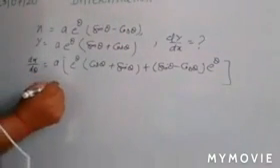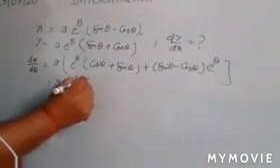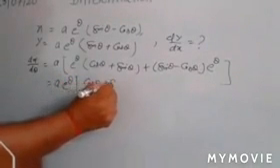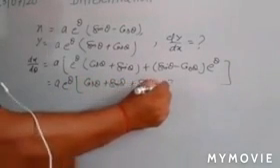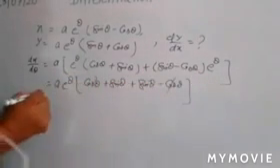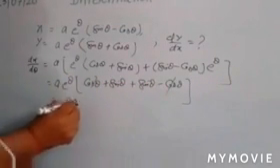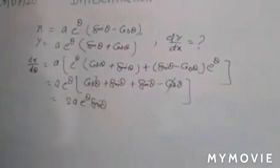Now taking e to the power theta common, so a e to the power theta times (cos theta plus sine theta minus cos theta). Okay, so that cancels out, and you have 2a e to the power theta sine theta. 2a e to the power theta sine theta is the value of dx by d theta.